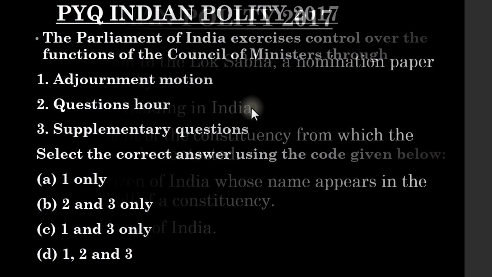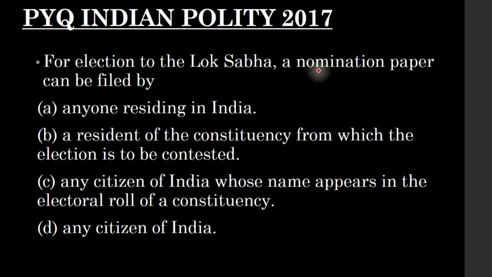Moving next. For election to the Lok Sabha, a nomination paper can be filed by option A, anyone residing in India. Option B, a resident of the constituency from which the election is to be contested. Option C, any citizen of India whose name appears in the electoral roll of a constituency. Option D, any citizen of India. And the correct option is option C.